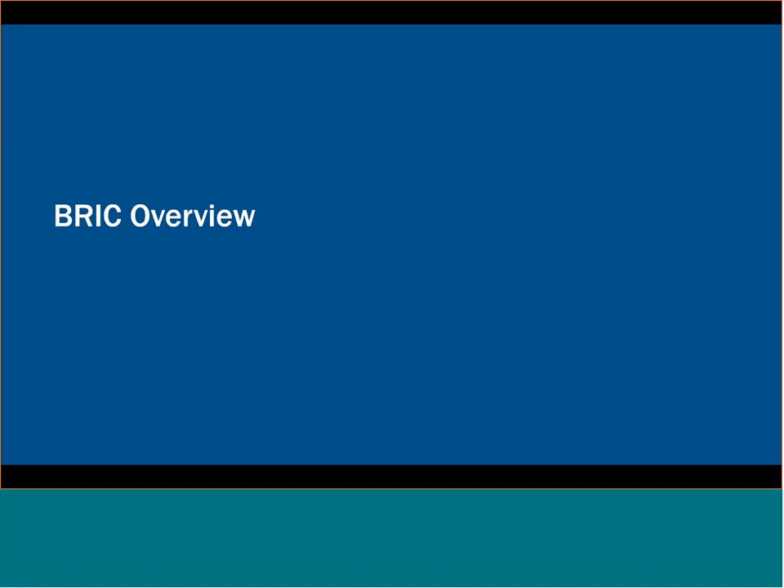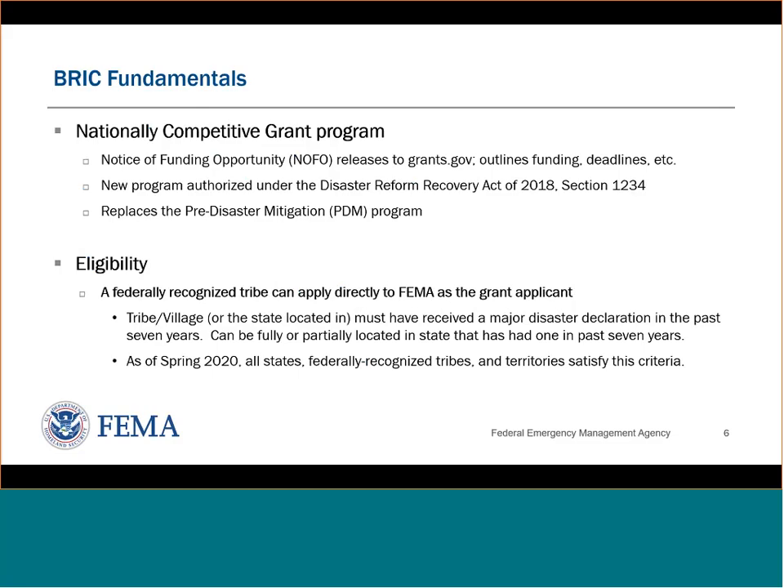Thank you, Mark. So yes, I will give you an overview of BRIC. BRIC is a nationally competitive grant program. Its priorities are to incentivize public infrastructure projects, as well as incentivize projects that mitigate risk to one or more lifelines, also to incentivize projects that incorporate nature-based solutions, and projects that incentivize modern building codes. And for 2021, there is a new priority to enhance climate resilience.